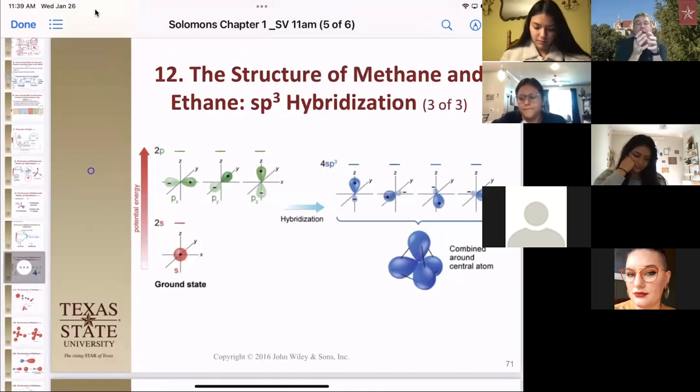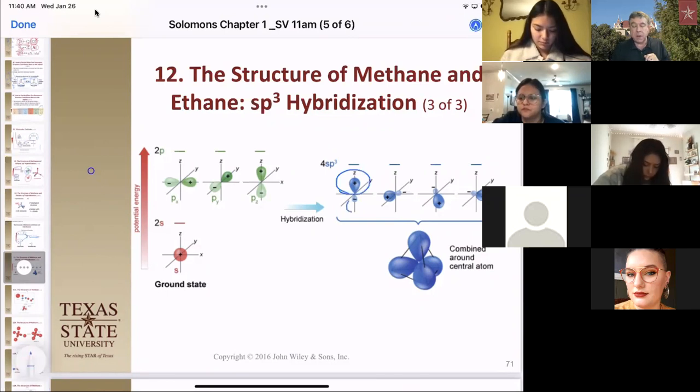So we started with this round one in the S, and then a P along the x-axis, a P along the y-axis, and a P along the z-axis. That means we have to change the shape of both of them. They're no longer spherical. They're no longer perfect dumbbells. So we're going to have to add some of the S to each of the P's. When we add some of the S to each of the P's, we get a bigger lobe on one side and a smaller lobe on the other.